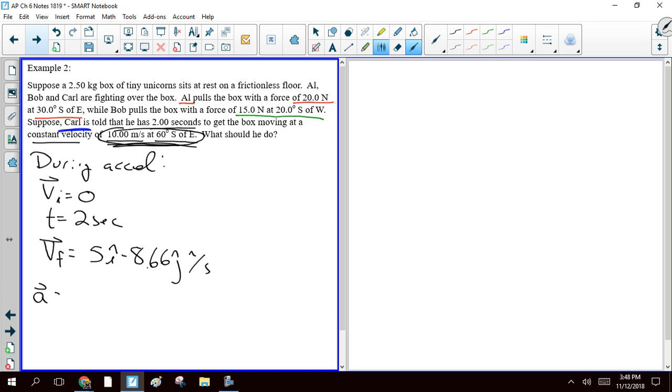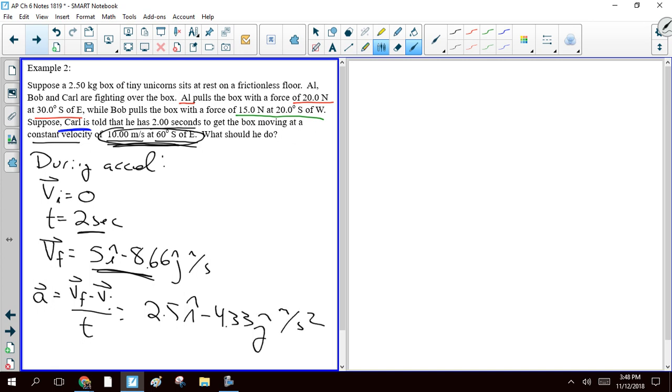So I can find my acceleration like this. I'm going to get this final velocity minus 0, divided by my time. So plug in your numbers and you end up getting 2.5i minus 4.33j meters per second squared.